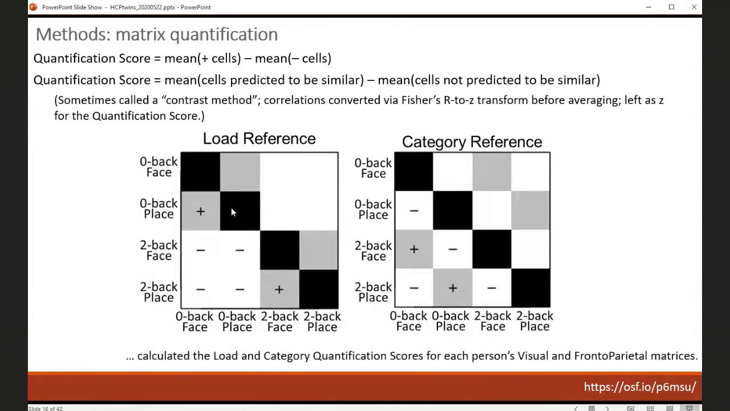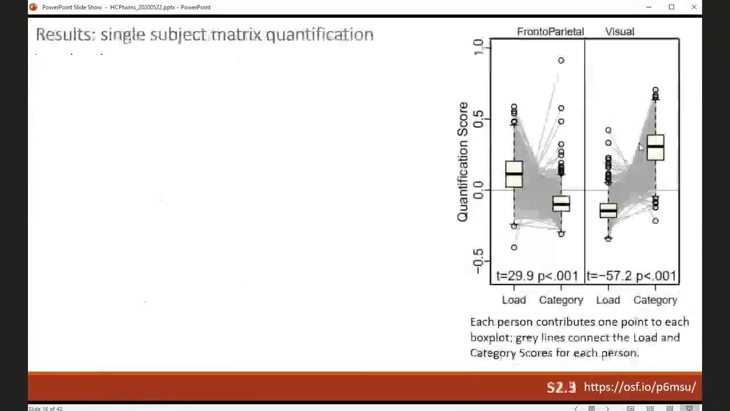What I did here was take the average of the cells that I'm saying should be bigger and the average of the cells that should be smaller, and do the difference. So it's a simple difference between the mean of the cells that are predicted to be similar minus the mean of the other ones. This is sometimes called a contrast method of quantifying these things, but that's the summary stat I'm going to show. And it comes out just ridiculously significant.